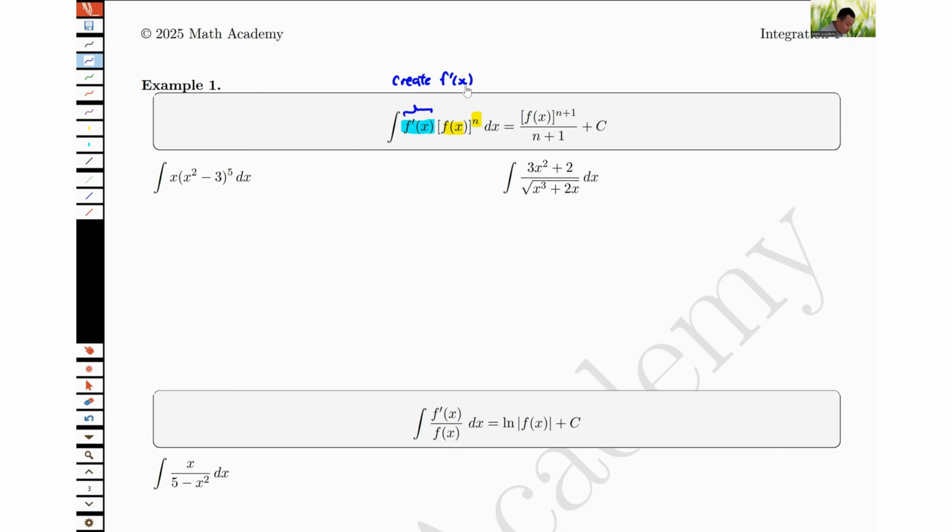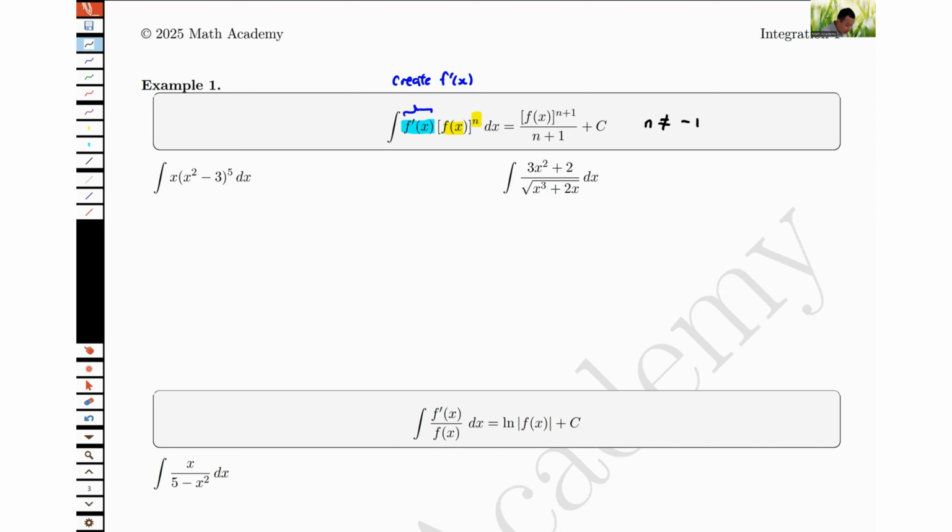And also, this n can be any number, but just not minus 1, right? If it's minus 1, it will be the second case that we will see later on. So n can be any value, can be decimals as well, but not minus 1.